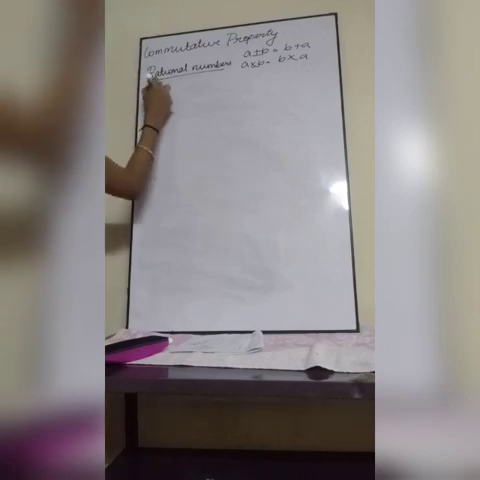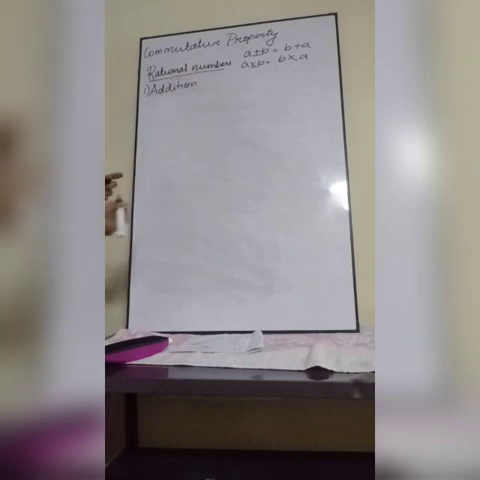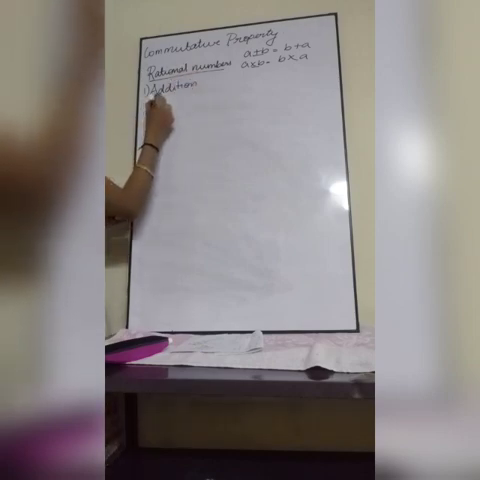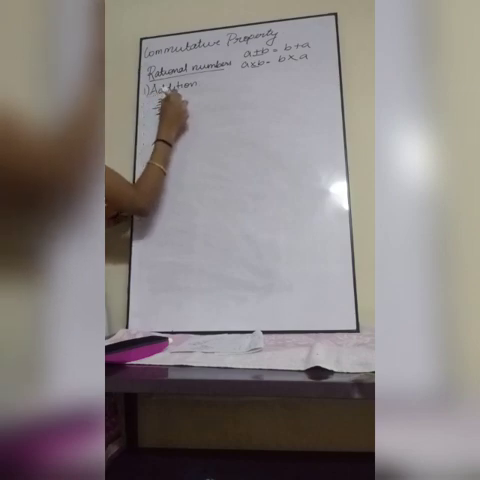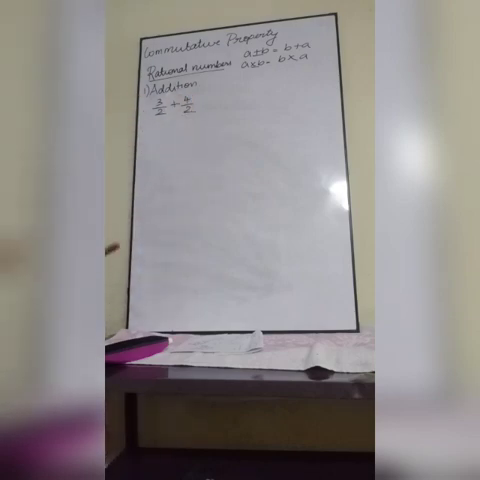Okay, now we are going to deal with the rational numbers. So first under addition. Here also we are going to take two rational numbers and do the commutative property. Let us take two rational numbers like 3 by 2 plus 4 by 2. 3 by 2 is also a rational number. 4 by 2 is also a rational number.